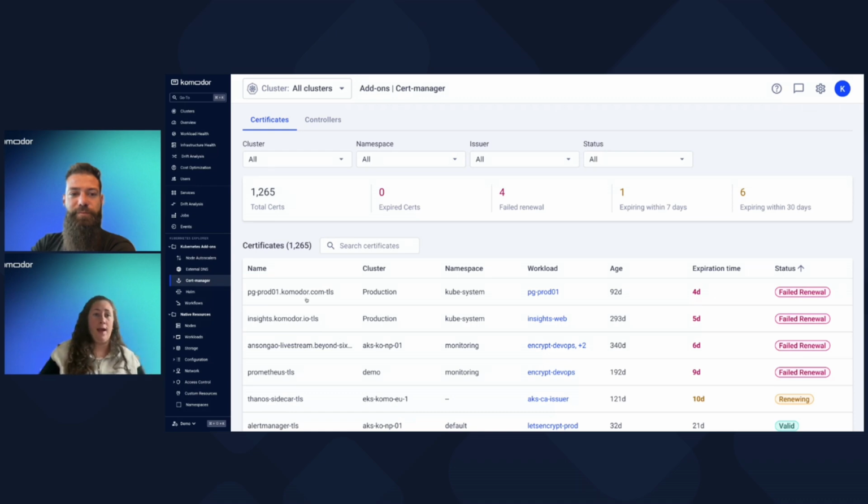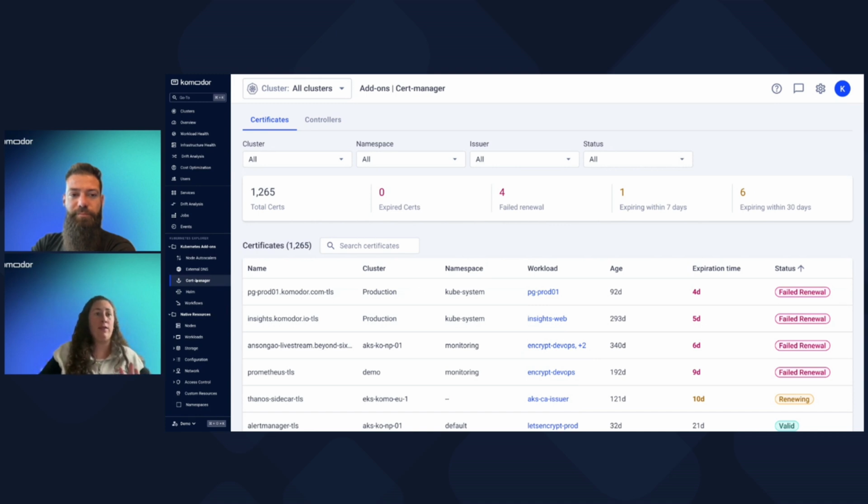that we showed. And here in Komodor, we have this integration with add-ons. So we have things like node autoscalers, external DNS, and also Cert Manager. So if the same thing happened with Komodor, the investigation would have been like 5 minutes instead of 2 hours of 2 people.